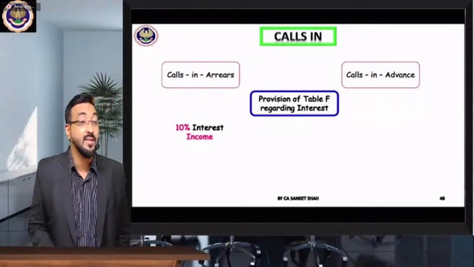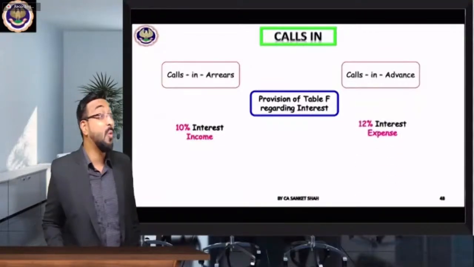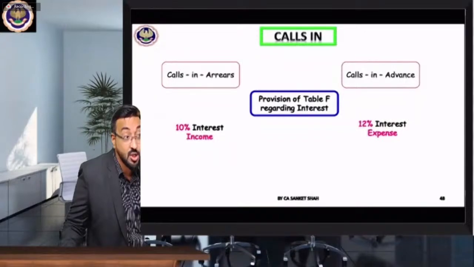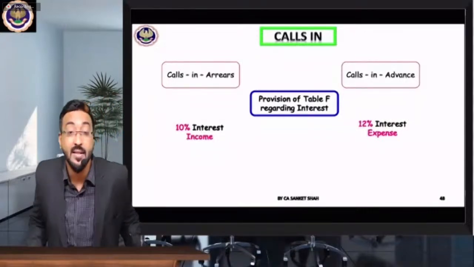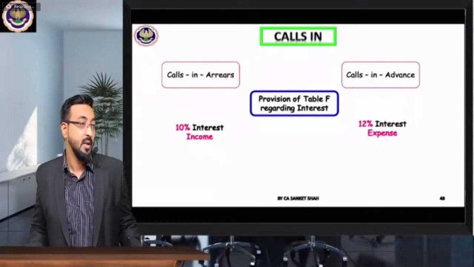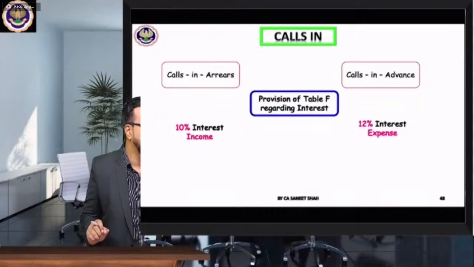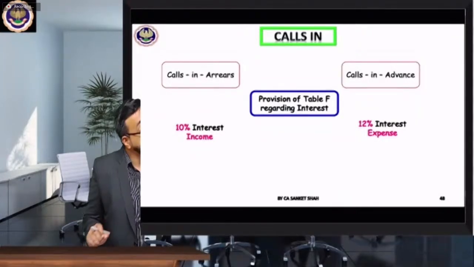What is the interest rate? 10% income. And on calls in advance, it is 12% expenditure. So on advance, it is expenditure, and on arrears, it is income. So beta, which type of account is calls in arrears? Real, personal or nominal?